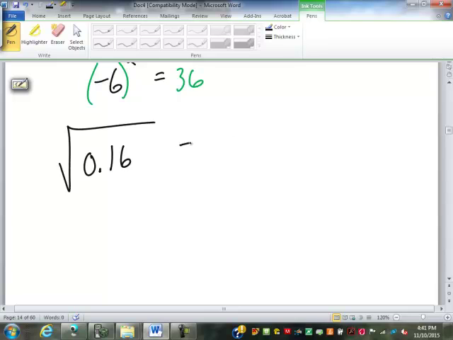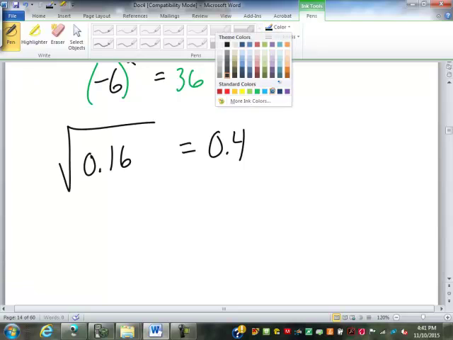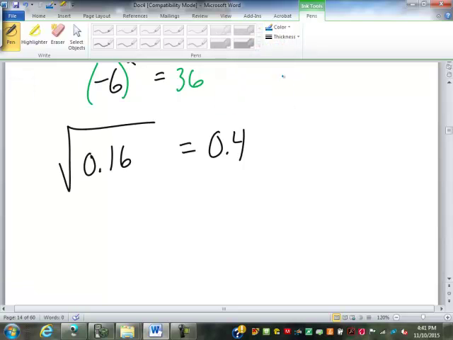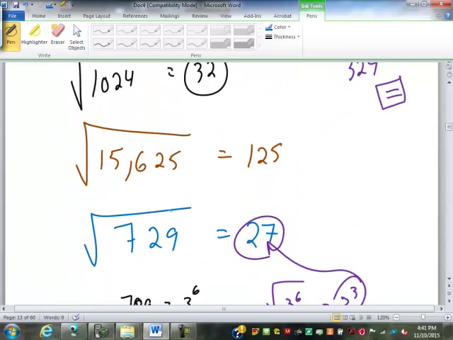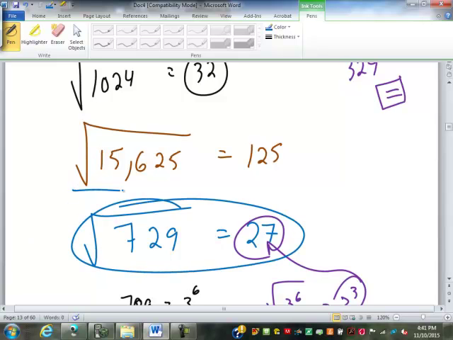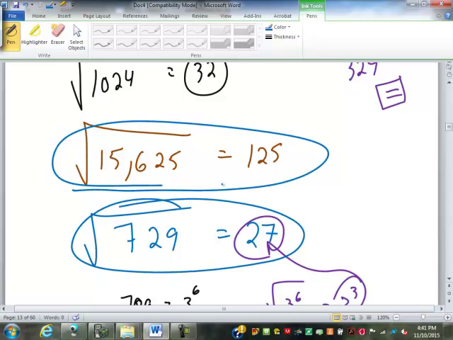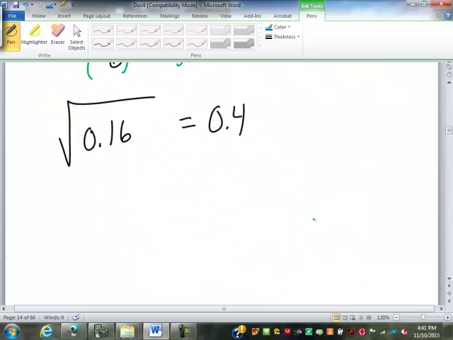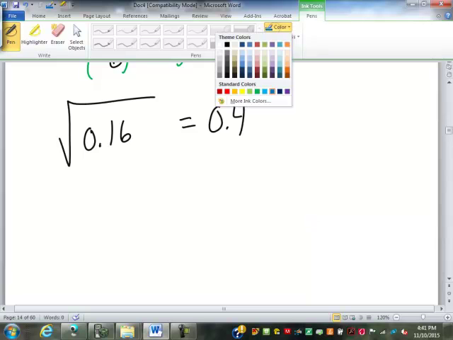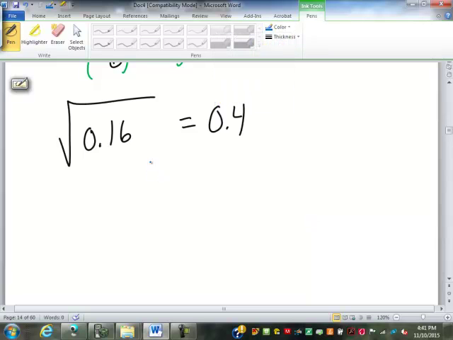How about this? Square root of 0.16. It is 0.4. Now this is counterintuitive. When we square root something, don't we get an answer that's smaller? I mean, the square root of 729 was 27. Square root of 15,625 was 125. How can we square root something and get something that's bigger? But remember, it's because it's squared.